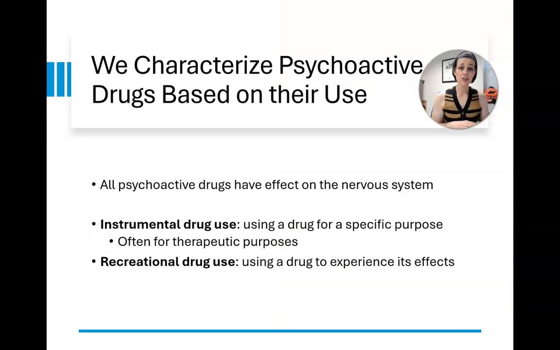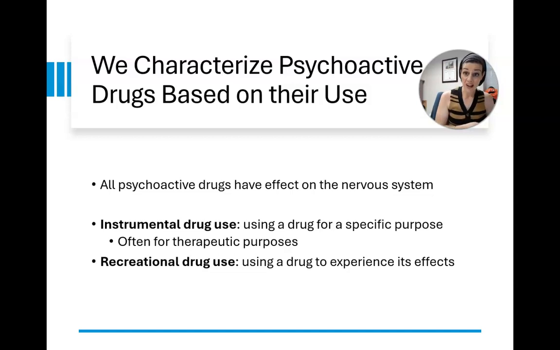Now, we're going to characterize psychoactive drugs ultimately based on their use. All psychoactive drugs are going to have an effect on the nervous system. That means they have potential to alter things like our mood, alter things like our cognition, potentially alter things like our perception, and also potentially alter our behavior.